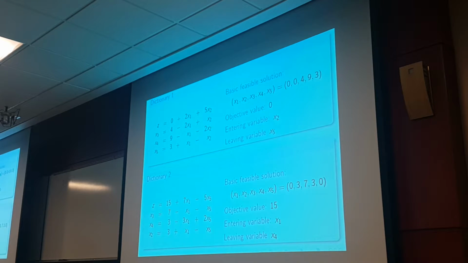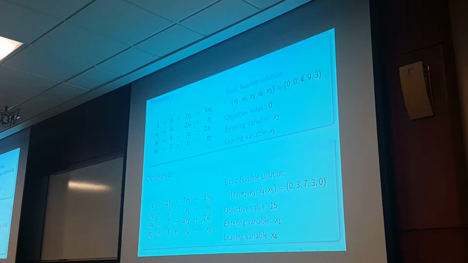In fact, I think it was limited to at most 3. So we pushed it all the way up to 3, and in the process, x5 became 0. So what happened was that x2 entered the basis and x5 left the basis. Right, so that was it.